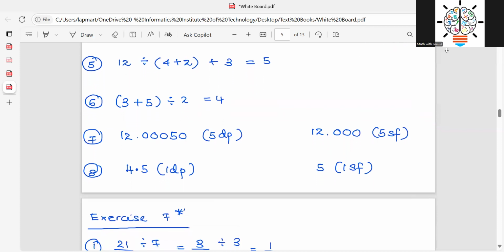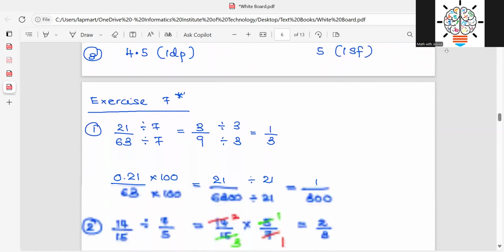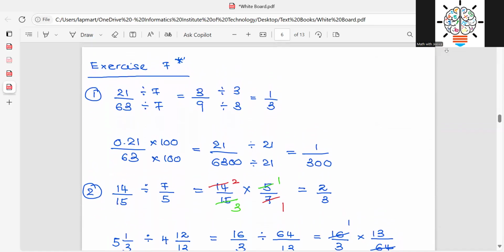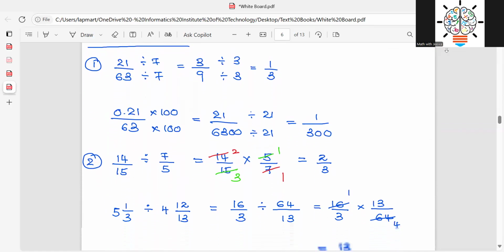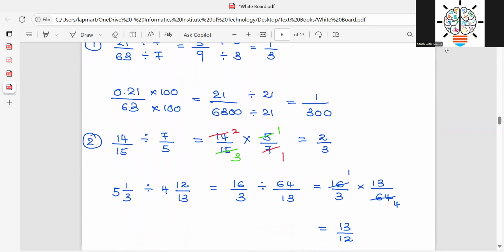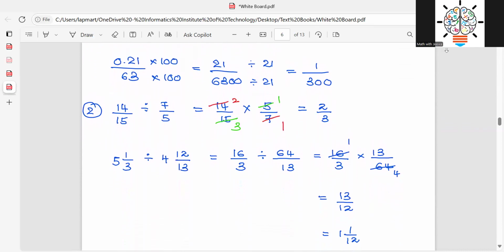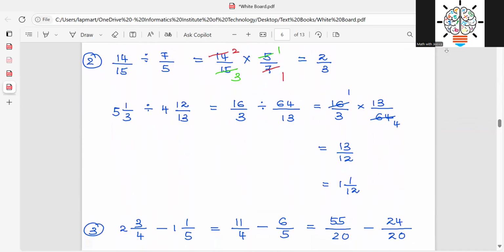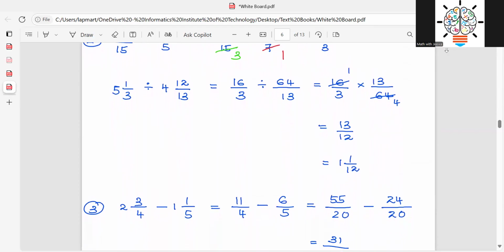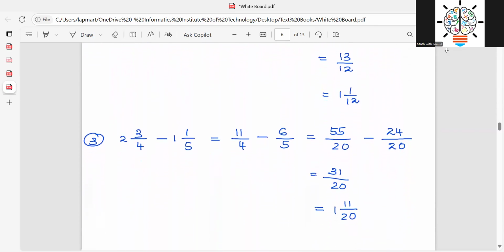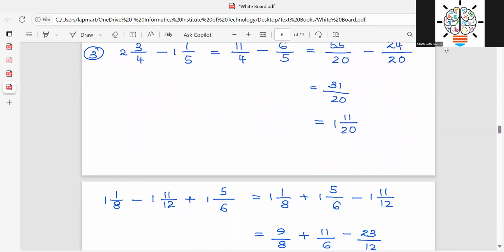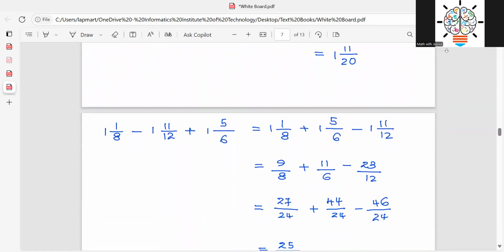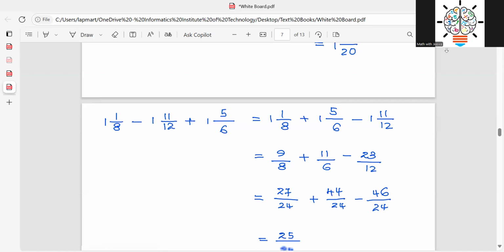Then I'll show you exercise 7 star. Here also I use different colors to show you the simplification. You can see, though I'm moving my screen, you can pause the video and mark the answers. And here also I did the same thing. Can you remember the positive numbers that I wrote together and added? Then I did the subtraction like this.